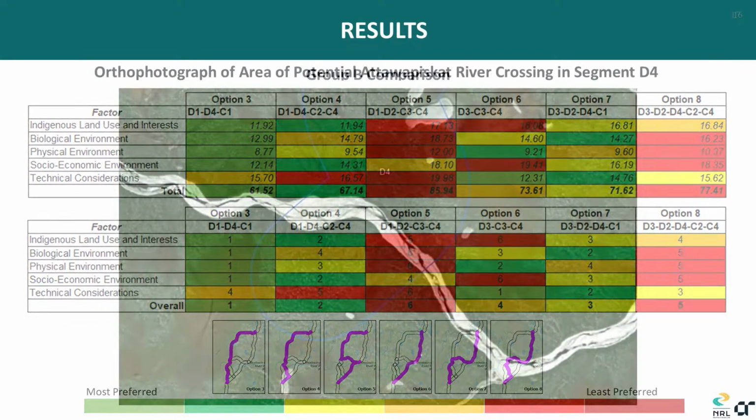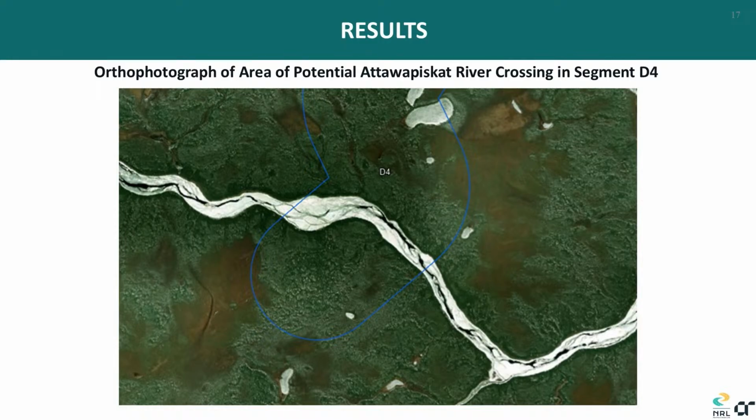And then in the next slide, we're looking at segment D4, crossing of the Attawapiskat River. Remember, these are corridors. These aren't actual positions of the road. It is a corridor that's 2 kilometers wide. It serves as a planning area for us. So the road would sit somewhere within that 2 kilometer wide planning area.